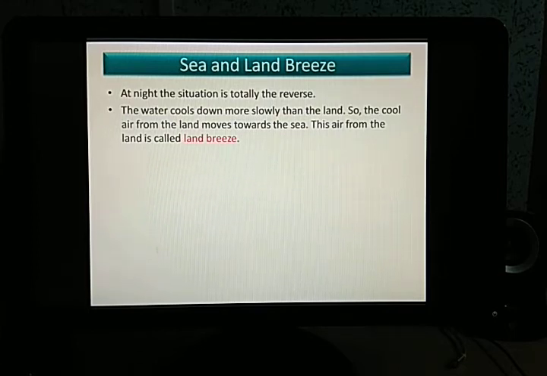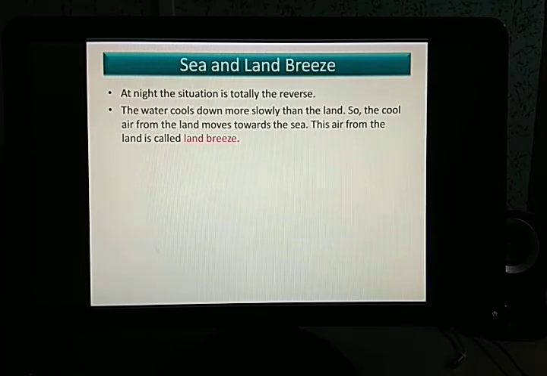Why? Because water has a higher heat capacity than land. Land quickly absorbs heat, and it quickly gives out the heat also. But in case of water, it's not the same. It takes time to heat up, and it takes time to cool down. Since the land quickly cools down during the night, the air above the land becomes cooler than that of the sea or the ocean.